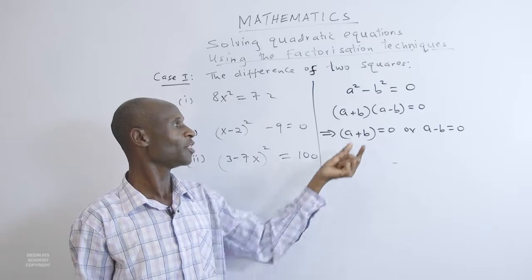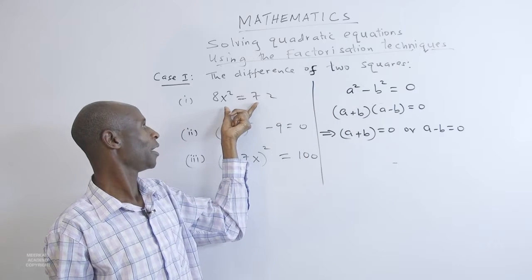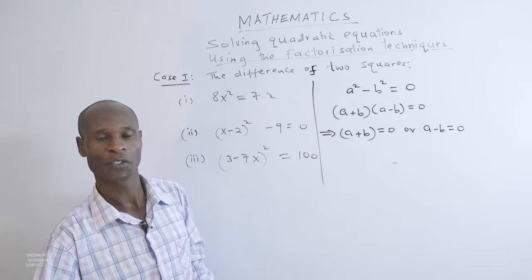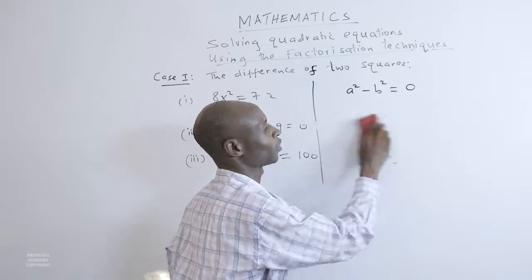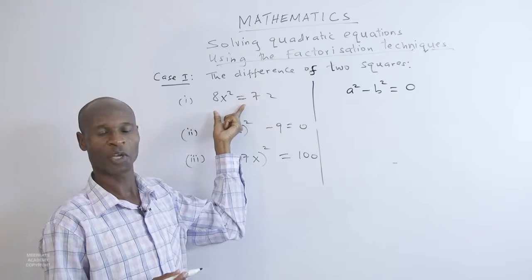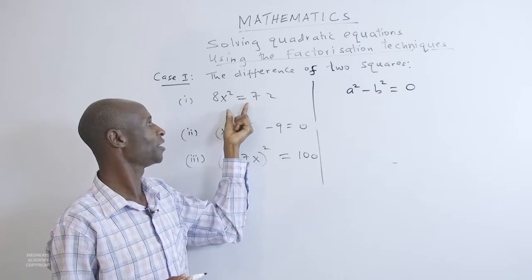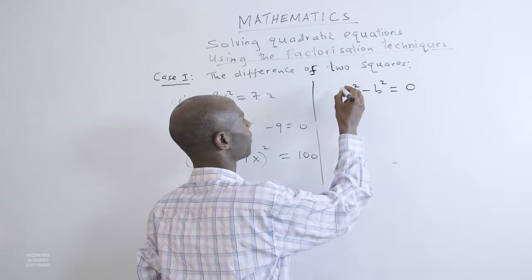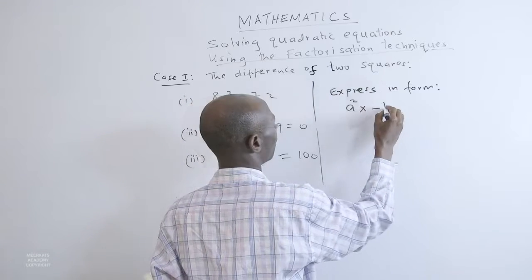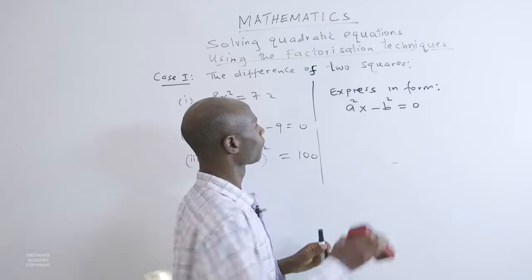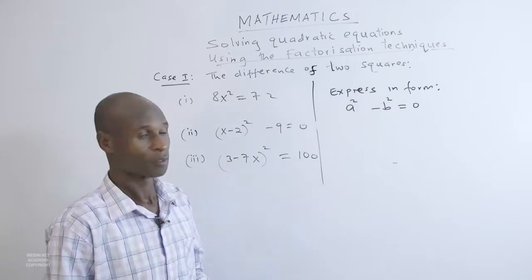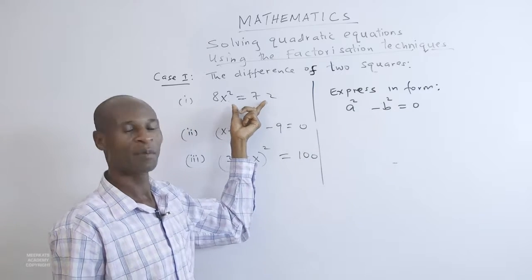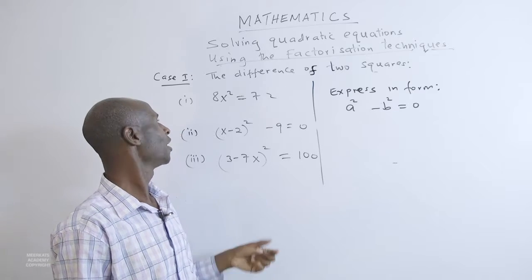So class will discover that that particular question is not exactly in the form a squared minus b squared is equal to 0. So the first step is to express 8x squared is equal to 72 in the form a squared minus b squared is equal to 0. That will enable us to work out a difference of two squares.